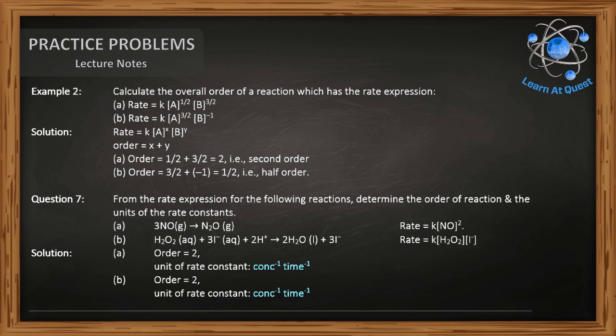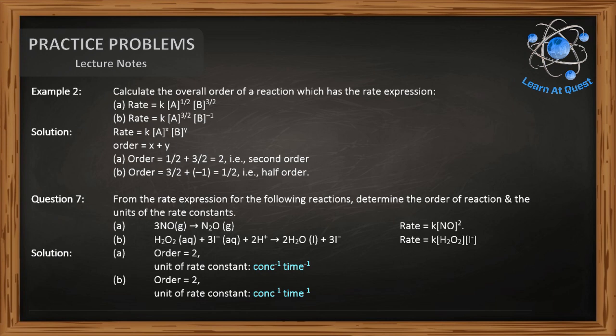In the first subpart, the rate is K NO whole square. That is, the exponent of the concentration term is 2. We know that the order is the sum of the exponents. Here, the exponent is 2, hence the order is 2. We can find the unit of the rate constant by performing dimensional analysis. Here, in this case, the unit of the rate constant will be concentration inverse time inverse.